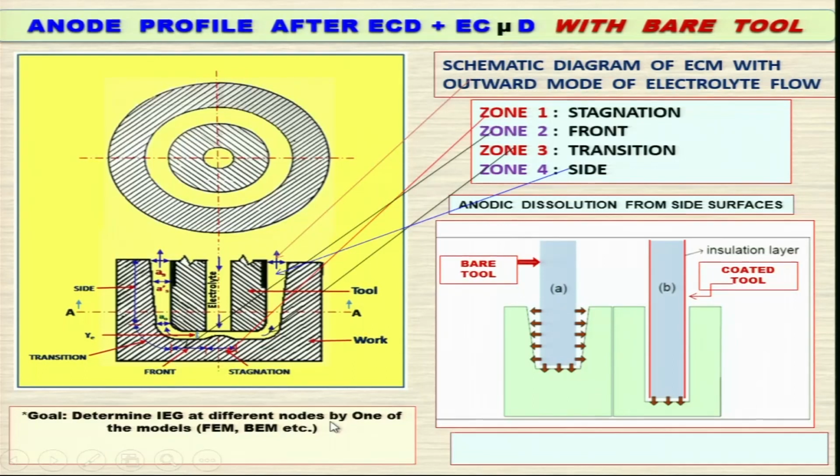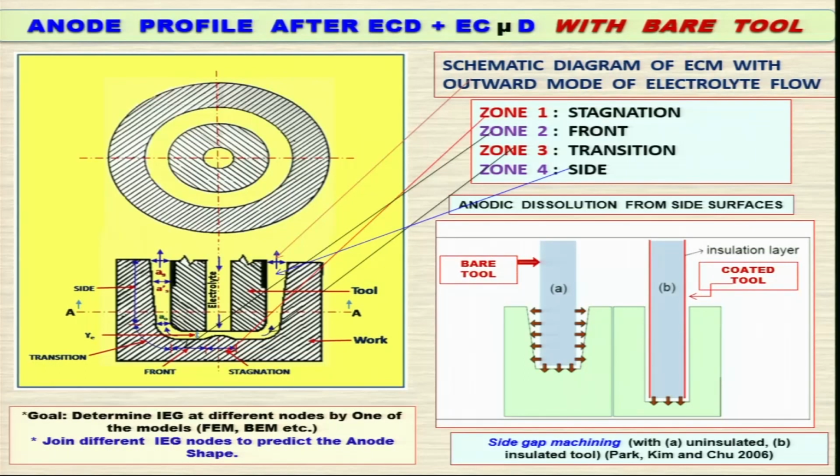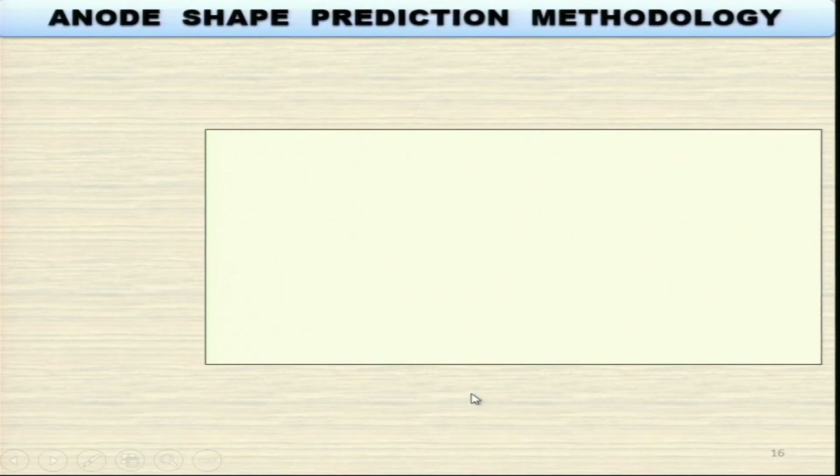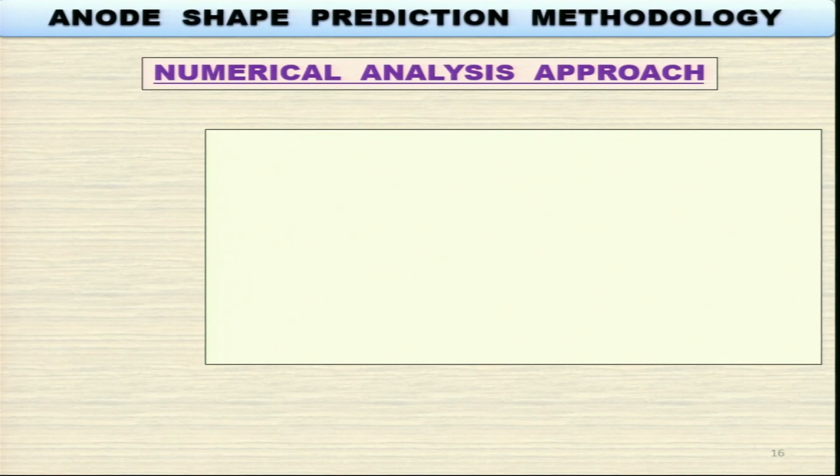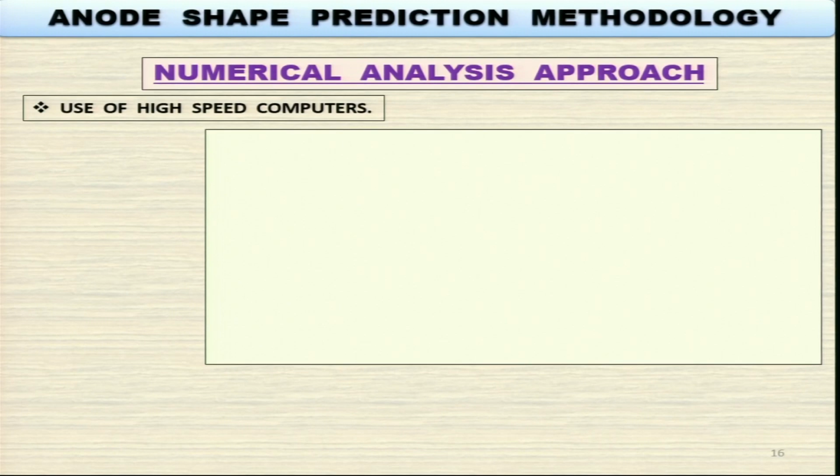Determine the inter-electrode gap at different nodes by one of the methods or models, finite element model, boundary element method, and so on, and then join different inter-electrode gap nodes to predict the anode shape. Side gap machining with A uninsulated tool and B with insulated tool. This is insulated tool, this is uninsulated tool. Anode shape prediction methodology, numerical analysis approach. Use of high speed computers is required.